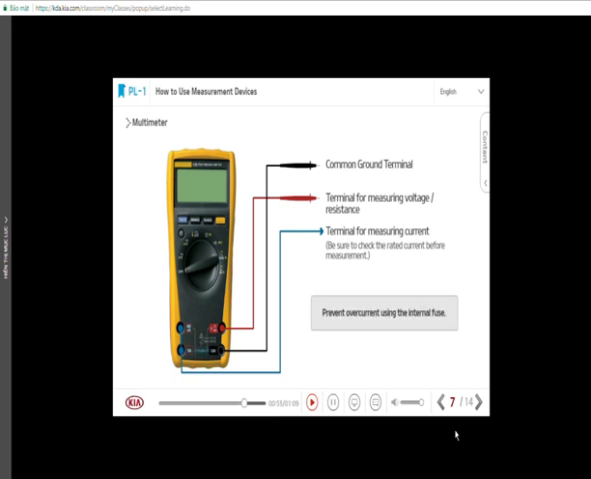Also, a fuse is installed inside the multimeter to prevent overcurrent that may occur during the measurement. Click on the tip button to see precautions for using the multimeter.